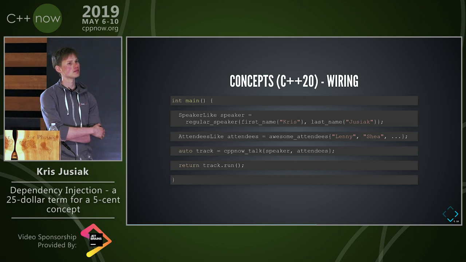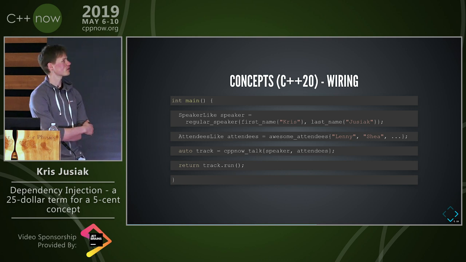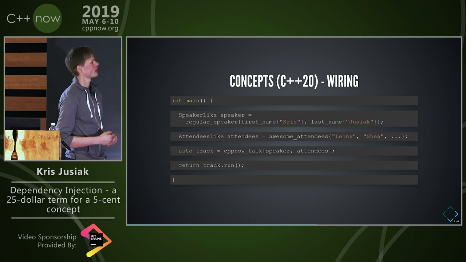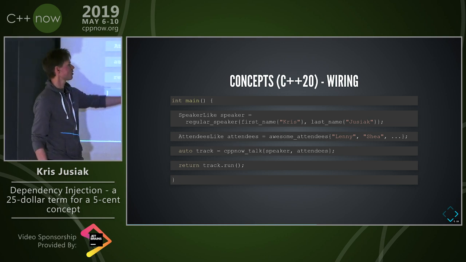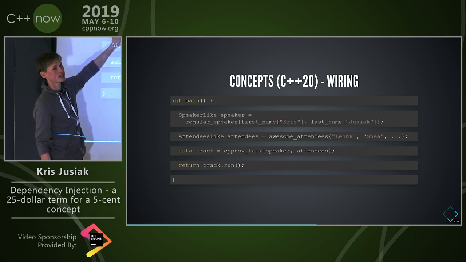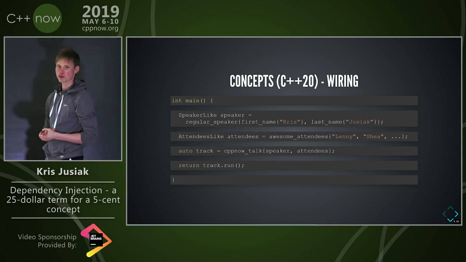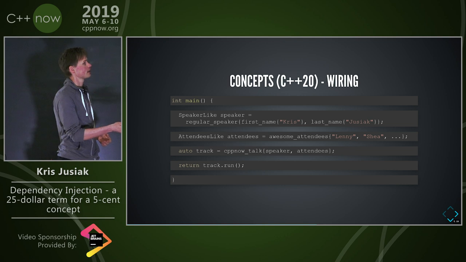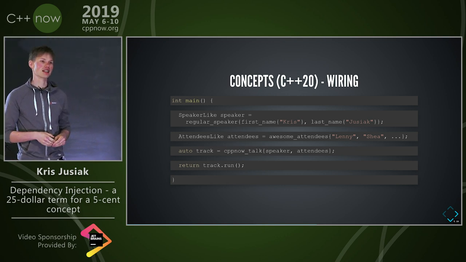True, but there's no reason to couple it there. The auto track equals CPP not talk will make sure that the concept requirements are satisfied. All right, yeah, I agree. The observation here is that if we don't follow the always-auto approach, then the constraint will be verified here if you put the speaker-like on it up front. If you put auto, it won't be verified there because it'll be anything, and it'll be verified later on. Whether that's good or bad, I wouldn't say that's coupling.